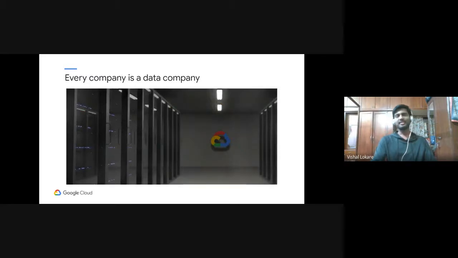Nowadays every company is a data company, so every company needs to store some data somewhere. Even non-tech related companies need to store data of their employees, of their customers, and some internal confidential files. So they can make use of Google Cloud as well.